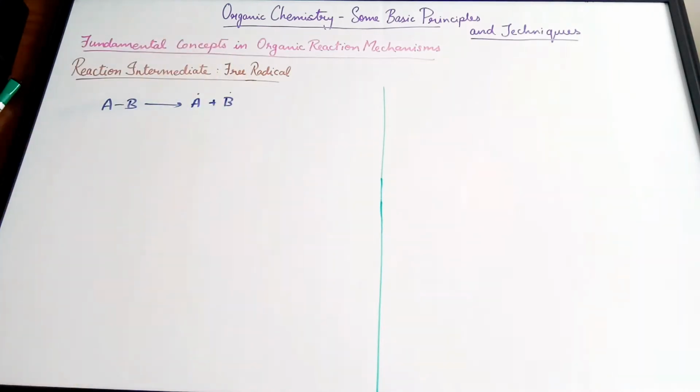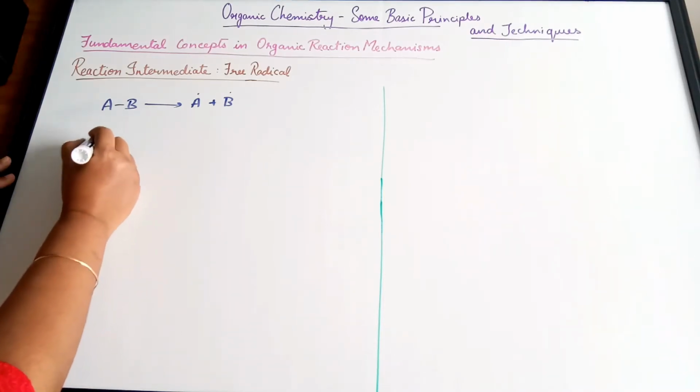Free radicals are atoms or groups of atoms which have an unpaired electron, and they are formed by homolytic fission. Because of the tendency of an electron to pair up, these are highly reactive in nature, and they are very short-lived, and it's quite difficult for us to actually study them in detail.